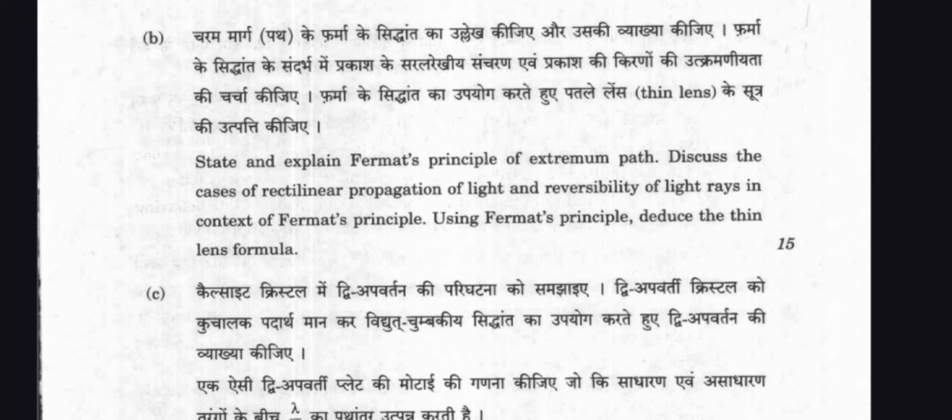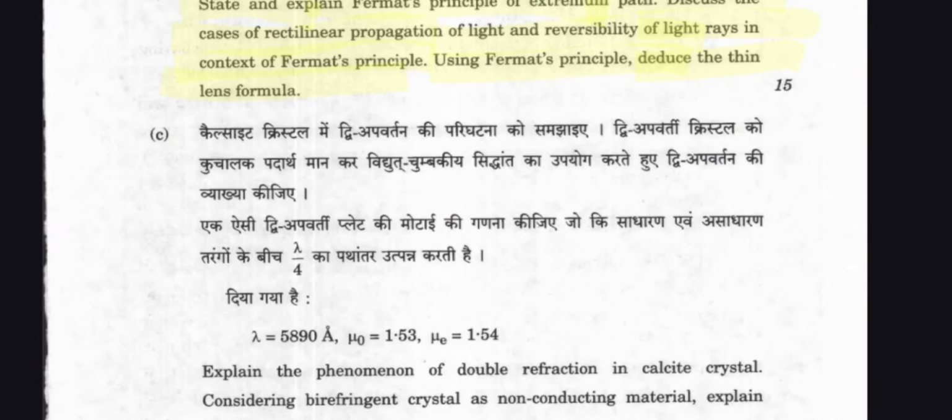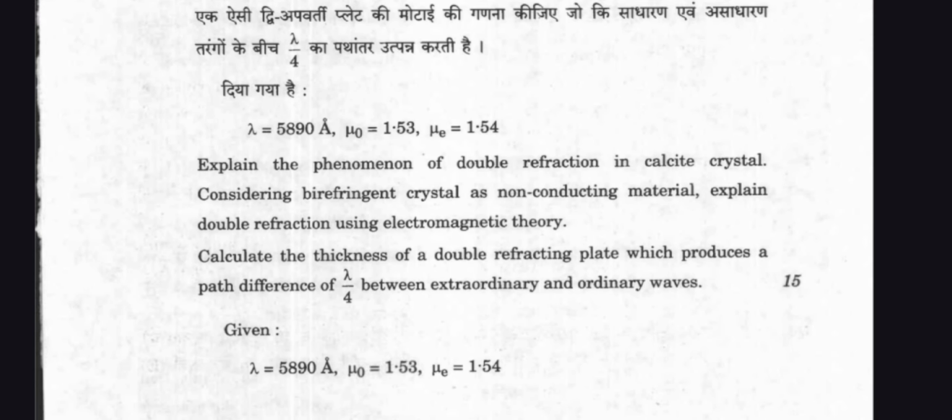And question number B, 4b here. State and explain Fermat's principle of extremum path. Discuss the cases of rectilinear propagation of light and reversibility of light rays in the context of Fermat's principle. Using Fermat's principle, deduce the thin lens formula. And question number 4c is here.